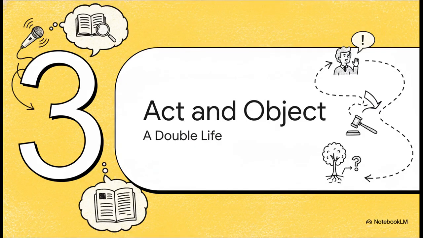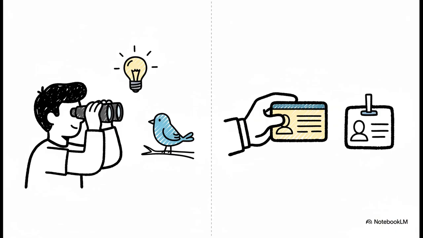Section 3. The act and the object. So the crucial point here is that identification essentially lives a double life. In one scenario, as an action, if you're out bird watching and you figure out that the bluebird in the tree is a blue jay, well, that mental process is the act of identification. But in another scenario, as a physical object, say you go to the airport and the security agent asks for their identification, you aren't going to perform an action for them, right? You're going to hand them your passport or your driver's license.